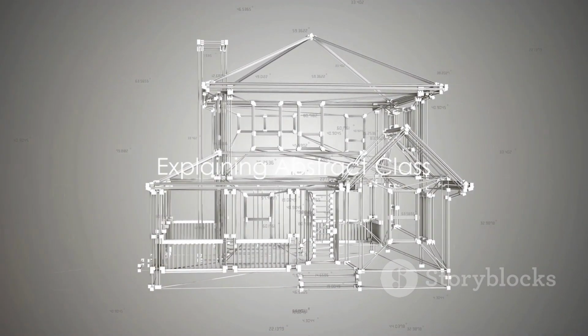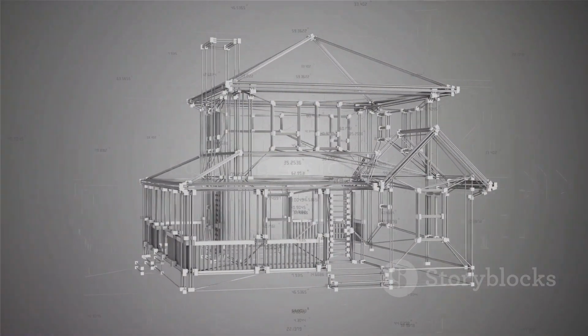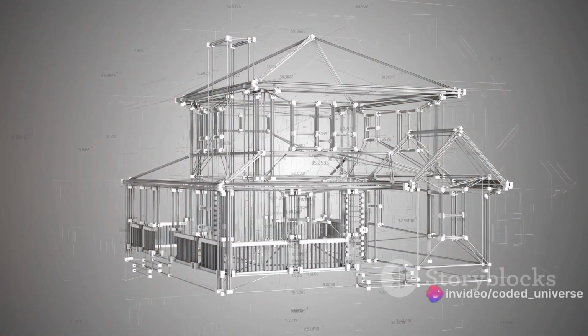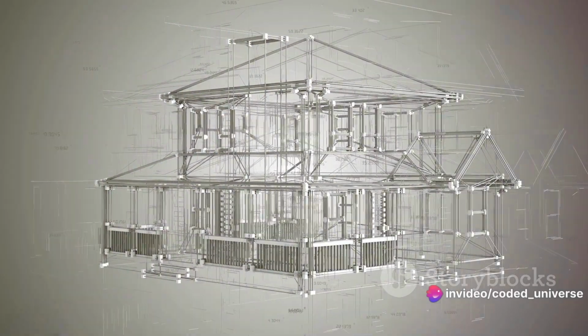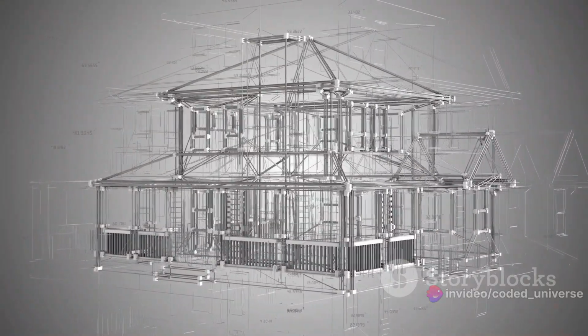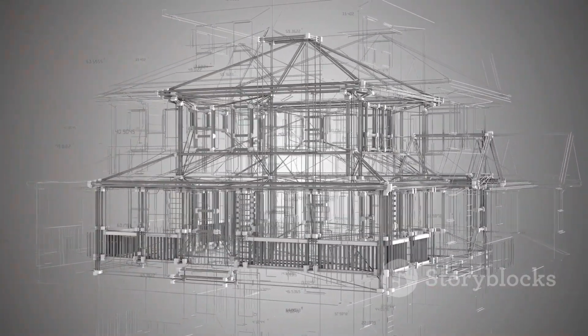Now let's move on to abstract classes. Think of an abstract class as a half-built house. You're given the blueprint, the foundation is laid, the walls are up, but the rest is left unfinished. This is where your creativity comes in.